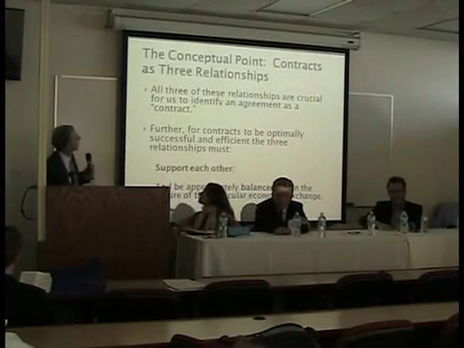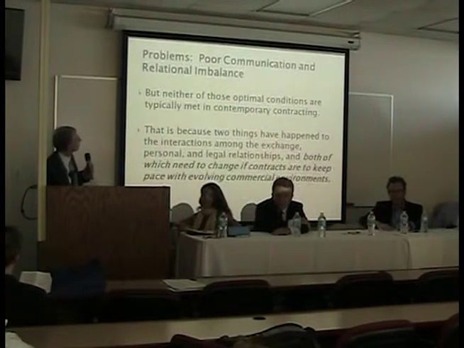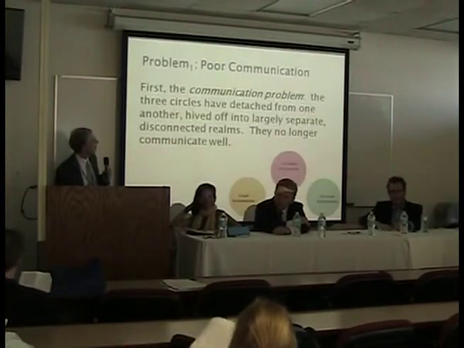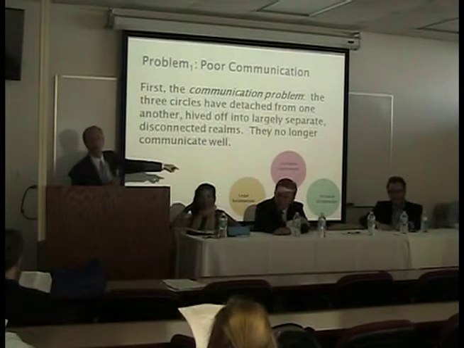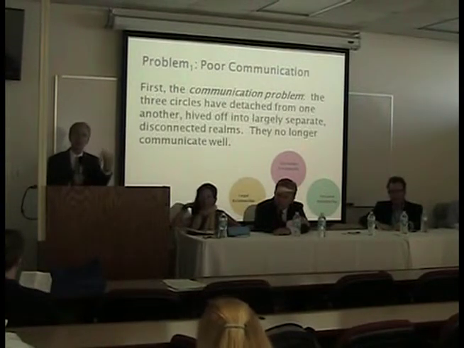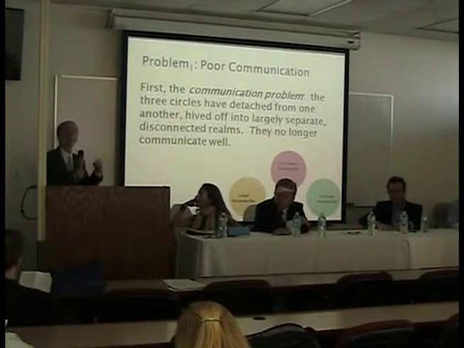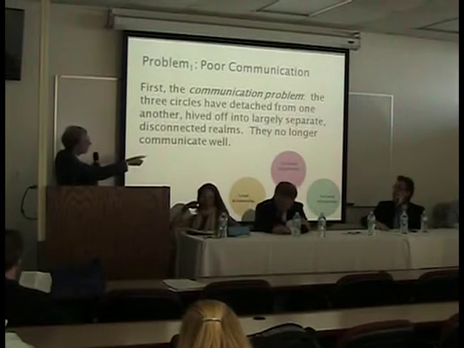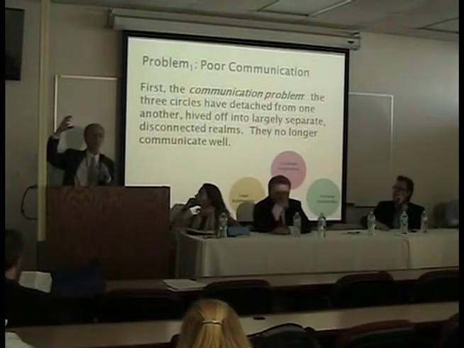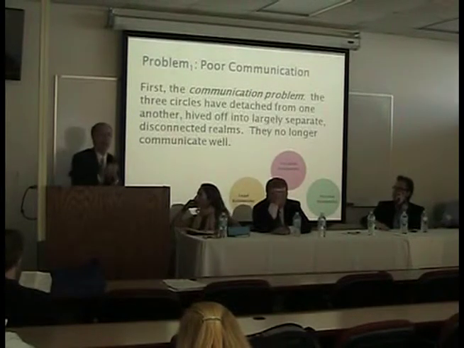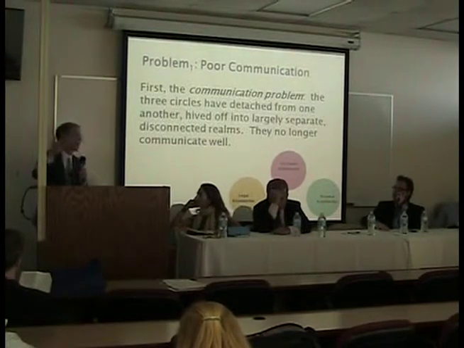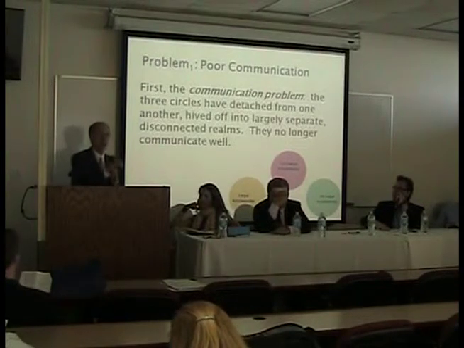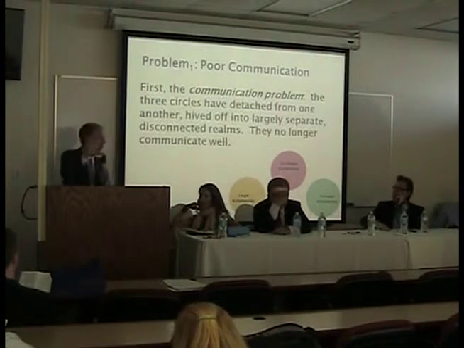Well, there really are two problems here. The first of which is that the three circles, which should overlap and be related one to another and work together, have diverged one from another, so that diagrammatically we can see the exchange relationship, i.e. the business people who want a contract created, live in their own sphere, and they only go to lawyers in the legal relationship at the end after the deal is done and say, make this happen, essentially. But there's no connection, or very limited connection between them.